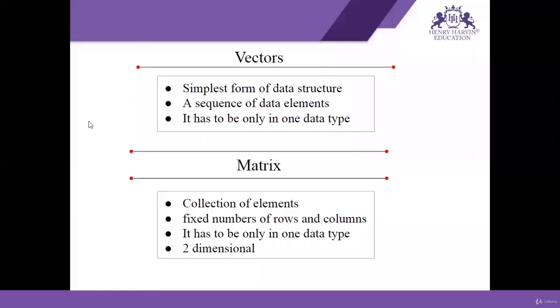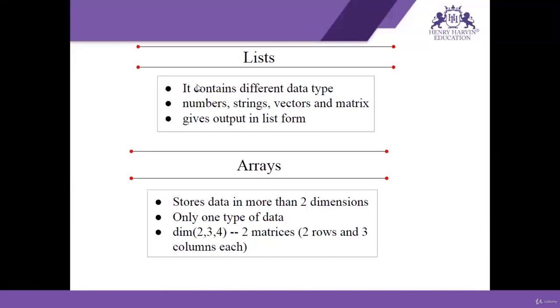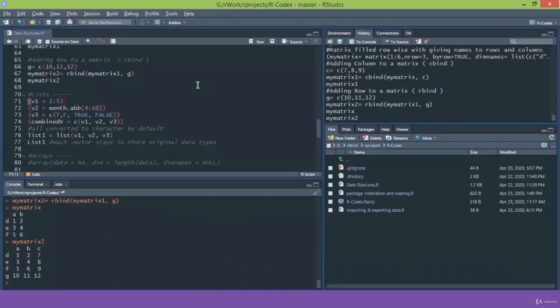Next is lists. If we talk about lists, a list contains different data types. It is a combination where we can use numbers, strings, vectors. What happens is when we create a list, the vectors or matrices stay in their original data type, but when we execute the command of list, it gives the output in the form of a list. Let me explain this. I am creating 3 vectors here, and we will create a list from those vectors. All 3 are of different types.